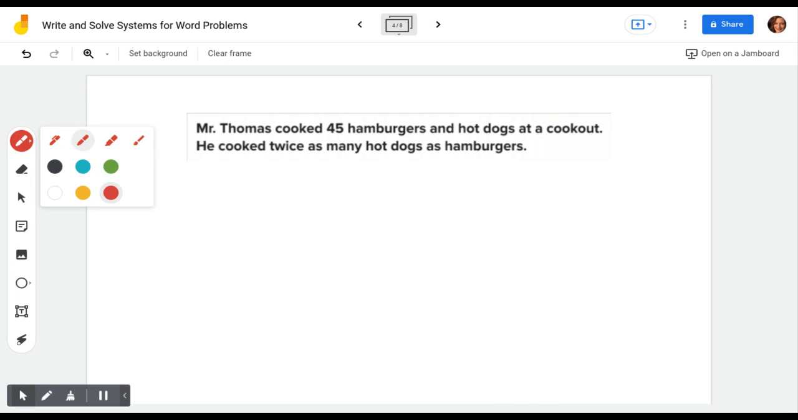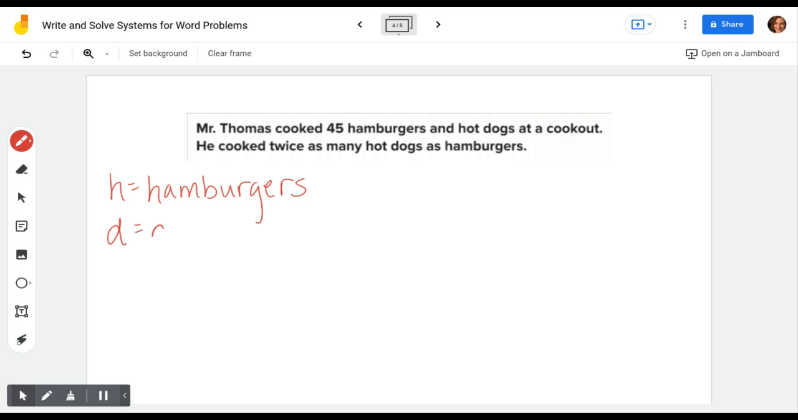Okay. Second problem here. Mr. Thomas cooked 45 hamburgers and hot dogs at a cookout. That's what we need for the first equation. I'm going to use H for hamburgers. And then I'm going to use D for hot dogs. So I'm just going to put D for dogs. Okay. I know that the hamburgers and hot dogs put together equals 45.